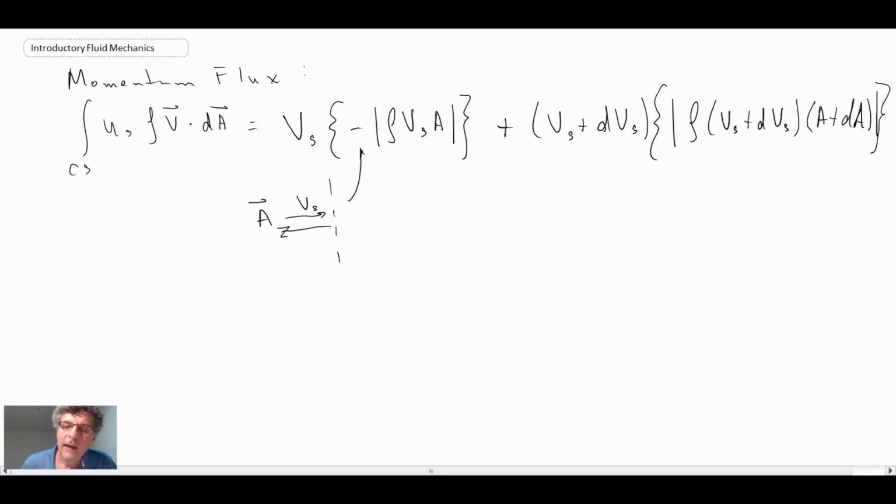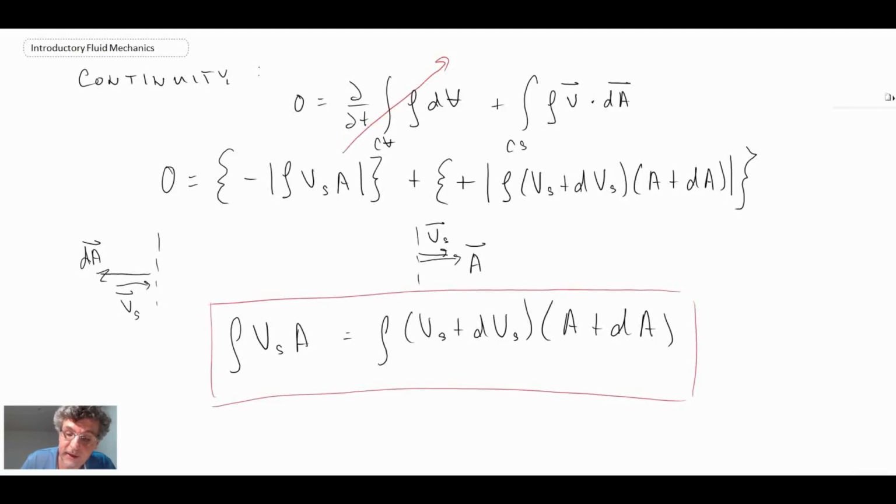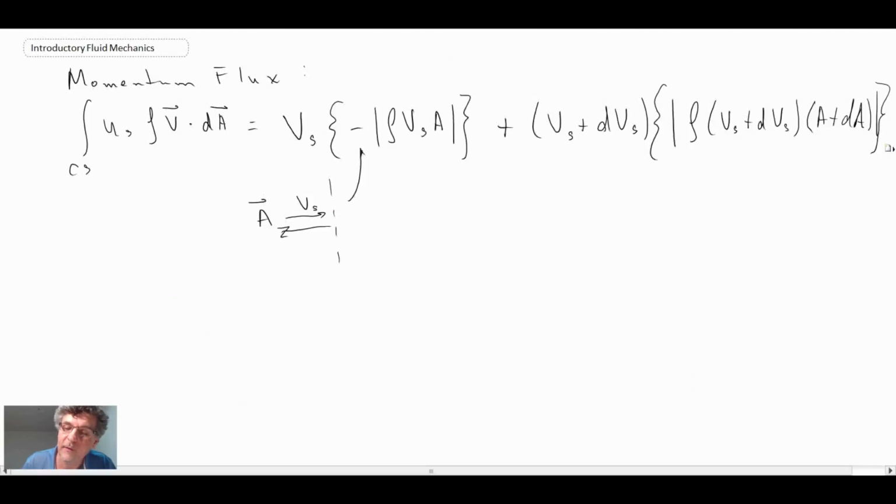Okay, now we can make a little bit of a simplification if we go back and take a look at what we got from the continuity equation, which I think was here. If you take a look at this term right here, and then we go back to what we just had for momentum, that is the same as this term here. Consequently, we can make a substitution from continuity, and that will enable us to simplify this equation a little bit.